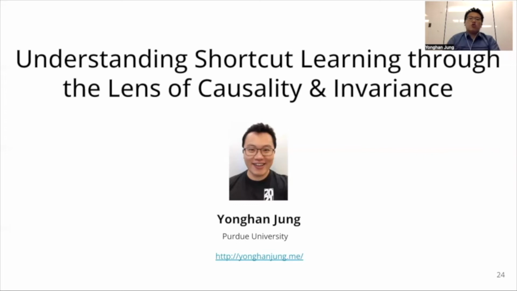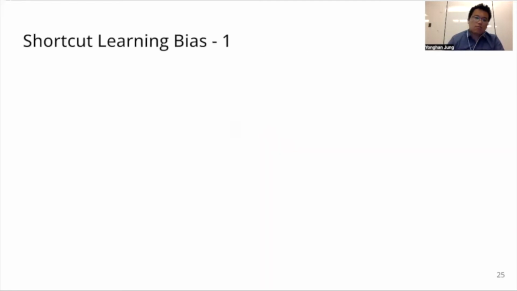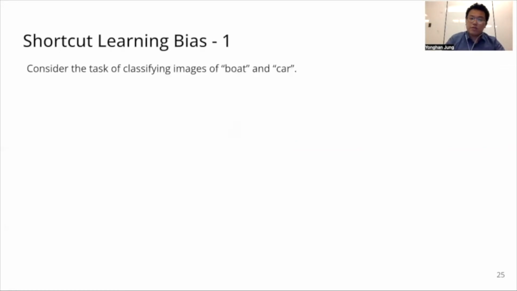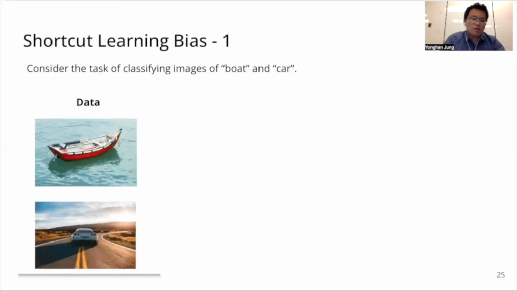Hello, my name is Yonghan Jung, and today I'm going to present the topic on understanding shortcut learning through the lens of causality and invariance. Shortcut learning bias happens in practice. For example, consider the task of classifying images of boat and car. Specifically, we have data, which is a boat in the water and a car on the road.